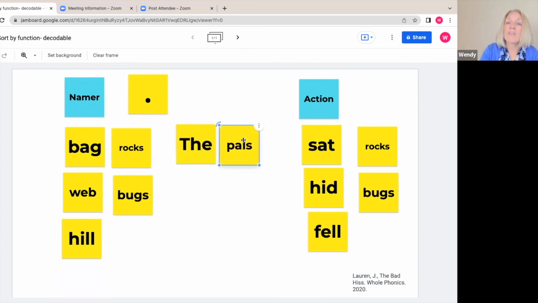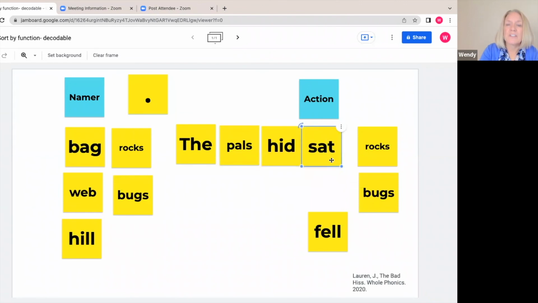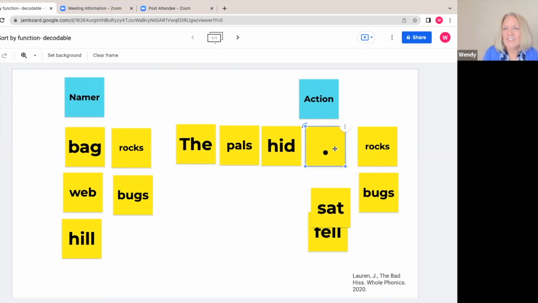So we might have the pals, and then choosing a word from the action column and building this very simple sentence, the pals hid, and then adding a period here. So this is a great activity to work on namers and actions, the functions of words in sentences, and at the same time, add more rehearsal for the decoding of these words, and then showing them how we can build very simple sentences, selecting a namer and an action from each column.